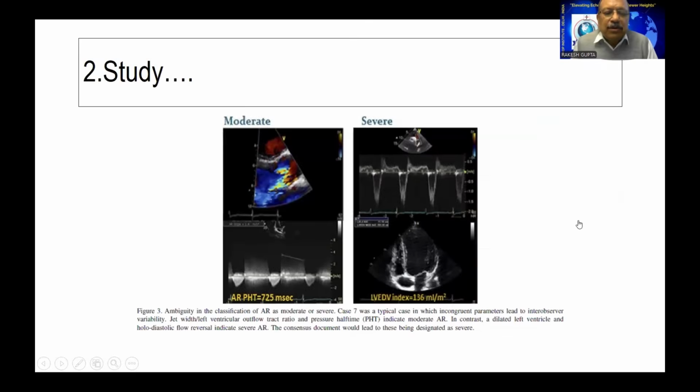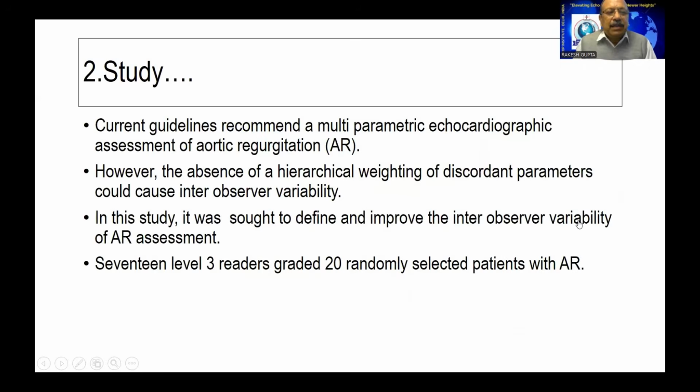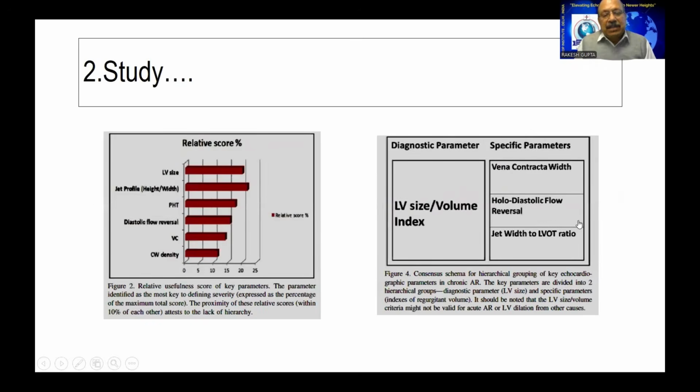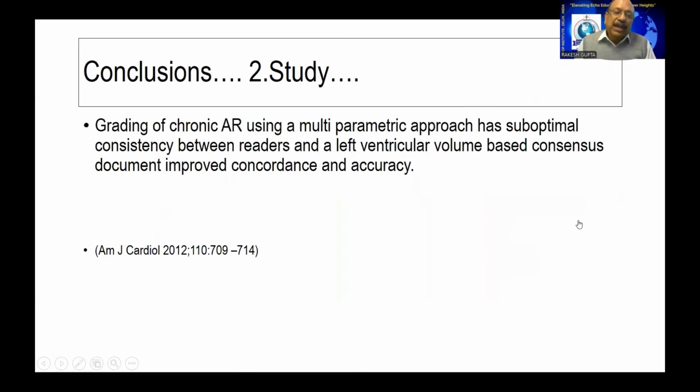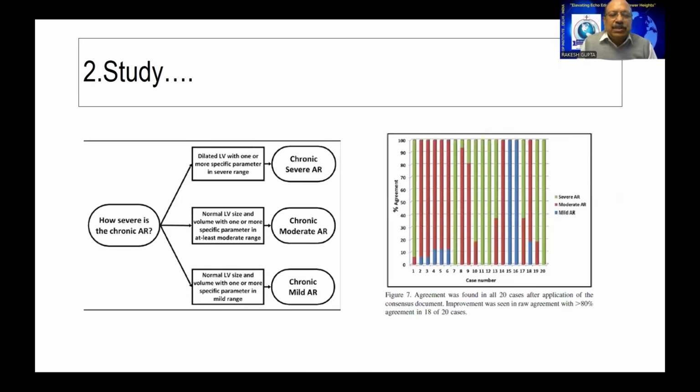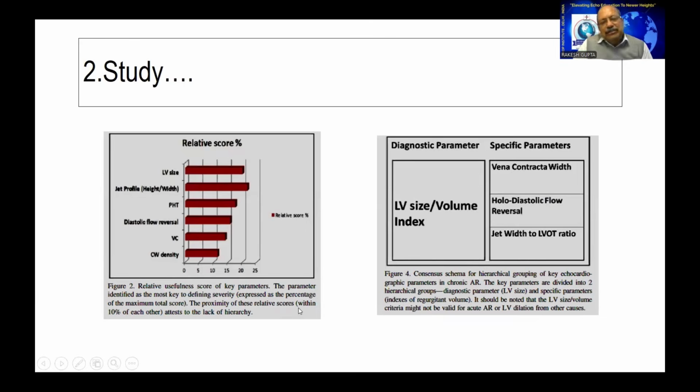Now, this study was published almost, if I'm correct, 10 to 15 years down the line. Why I always show this study: it's almost 13 years, 15 years down the line. What this study showed is 20 cases of aortic regurgitation were sent to 20 legends in echocardiography around the world. What were the parameters they used? LV size, jet width height over LVOT height, pressure half time, diastolic flow reversal, vena contracta, CW density.